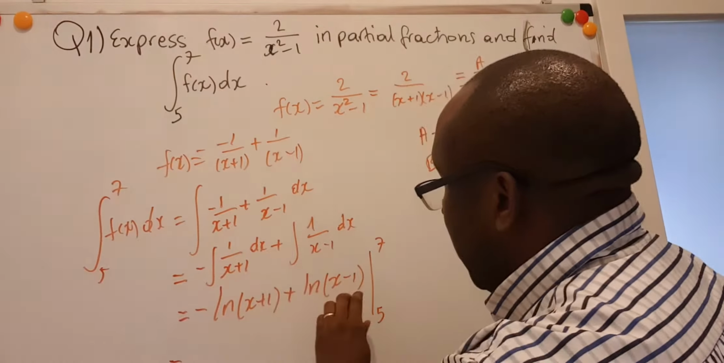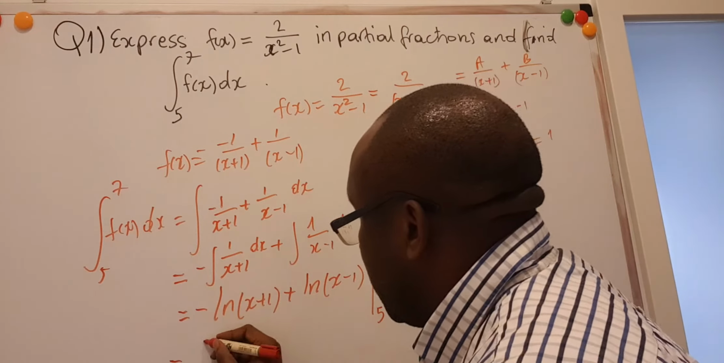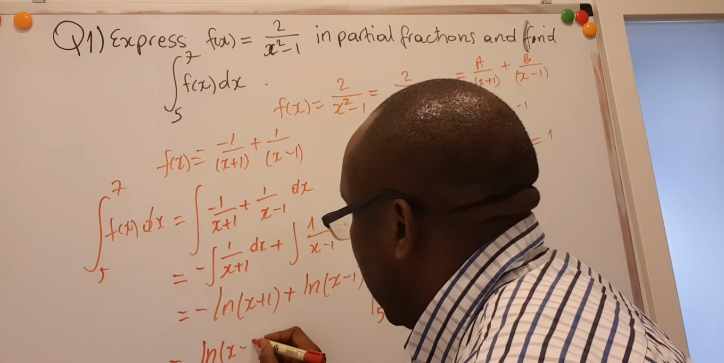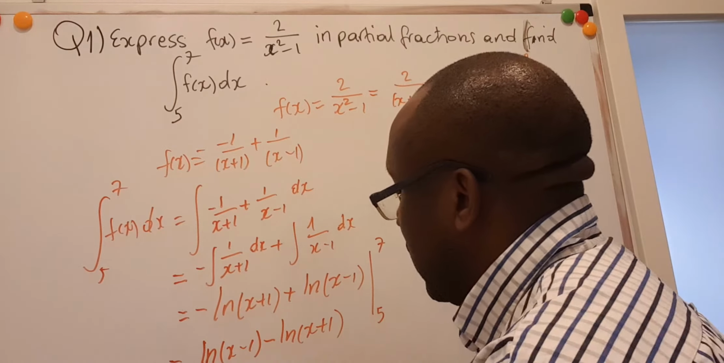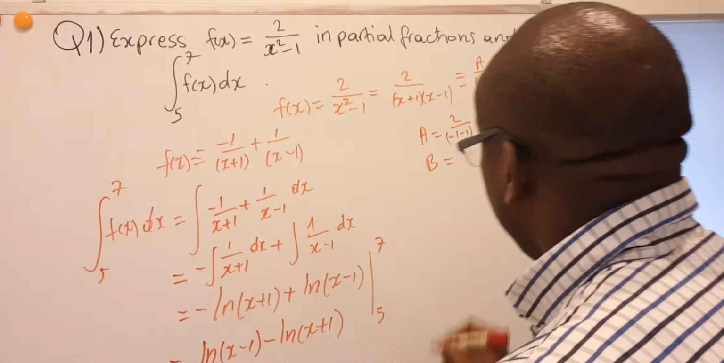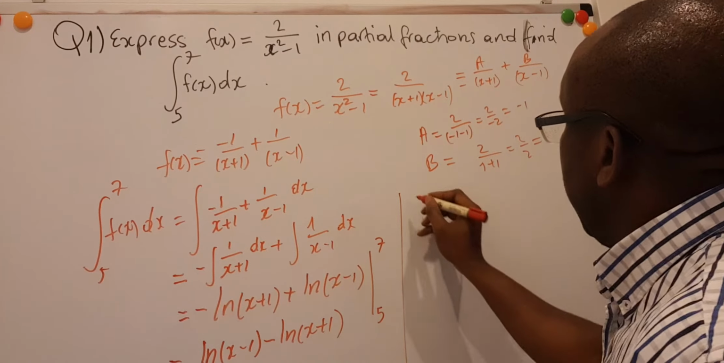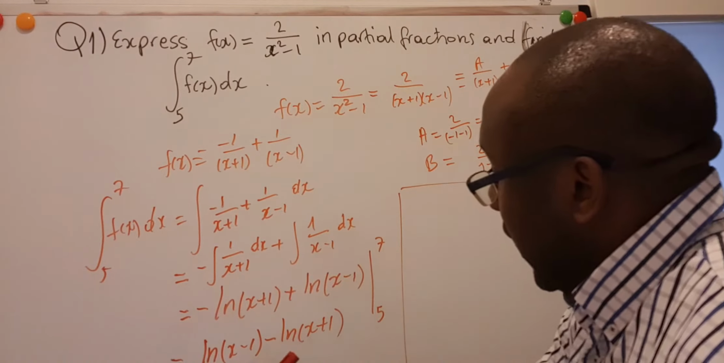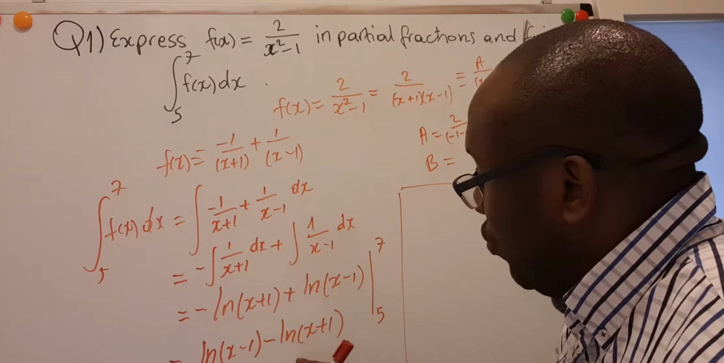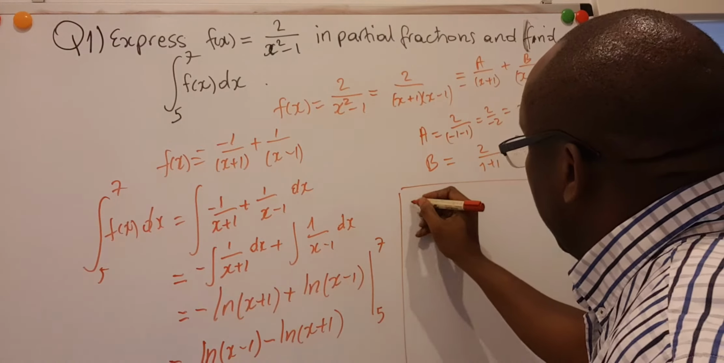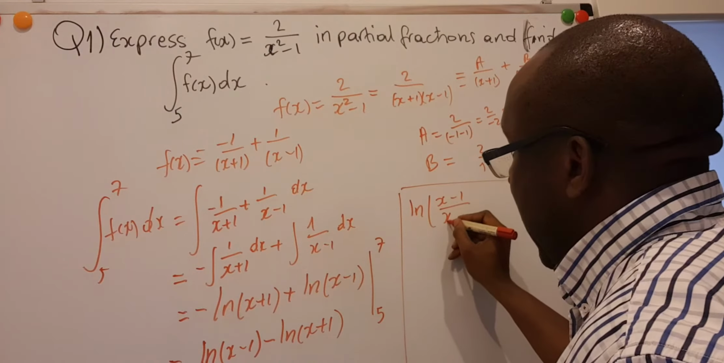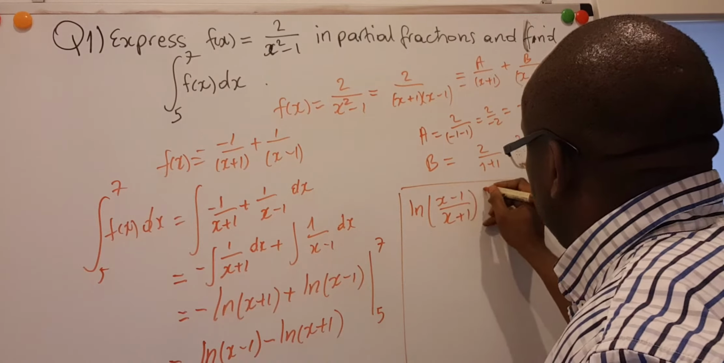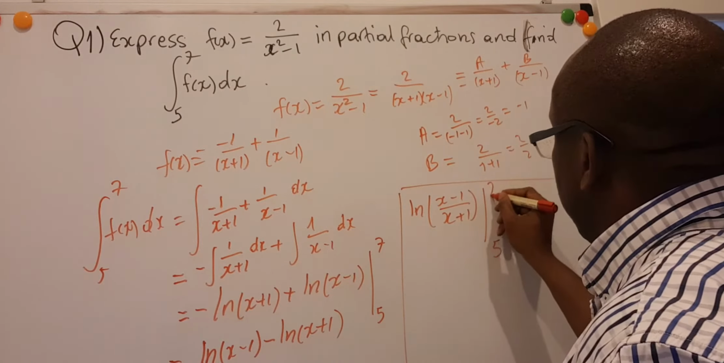I can rearrange them so that this comes in front and that goes behind. Then I get ln of x minus 1 minus ln of x plus 1. It makes it a little more beautiful. So we can now come here. Here I can combine these two. If you subtract two logs, then it is the log of the ratio. So that is the ln of x minus 1 divided by x plus 1, and that's from 5 to 7.